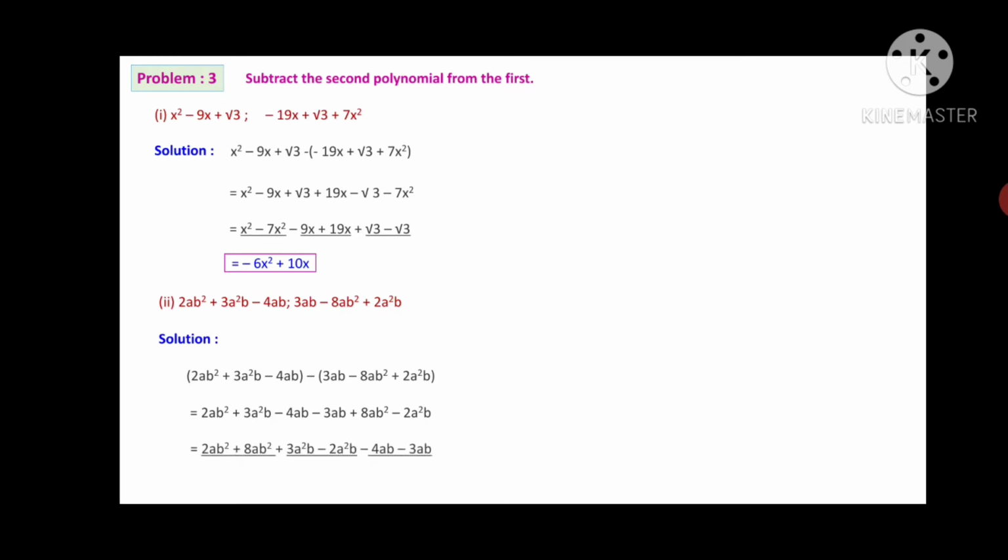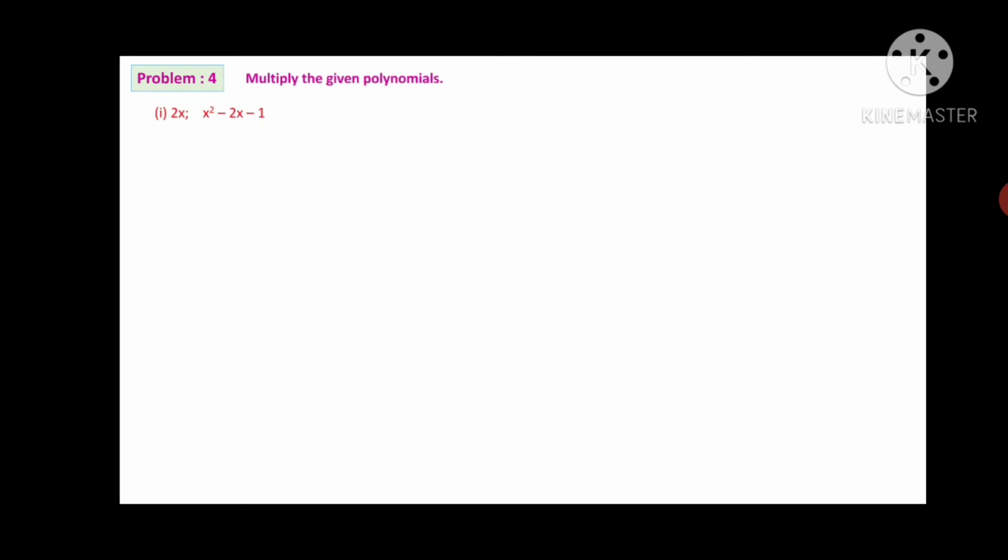So it would be 2ab square plus 8ab square plus 3a square b minus 2a square b minus 4ab minus 3ab. The answer you are getting is 2ab square plus 8ab square, that gives you 10ab square, plus 3a square b minus 2a square b, that gives a square b, and minus 4ab minus 3ab gives you minus 7ab. So friends, we'll see the next problem, number 4.